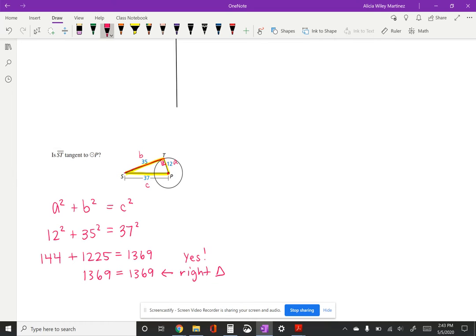So therefore, we can say that, yes, ST is tangent to circle P. And the reason for that is because we know that ST is perpendicular to the radius PT. Okay?